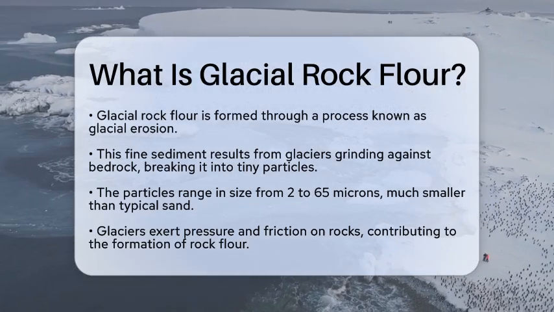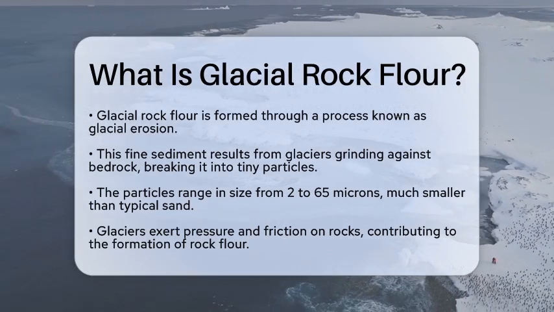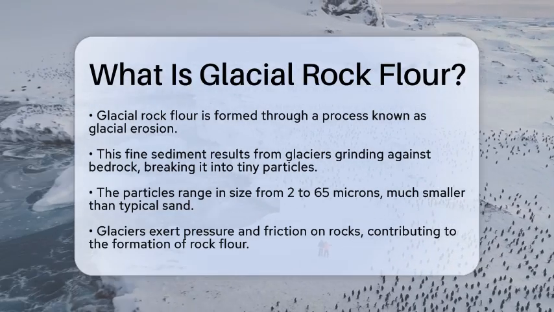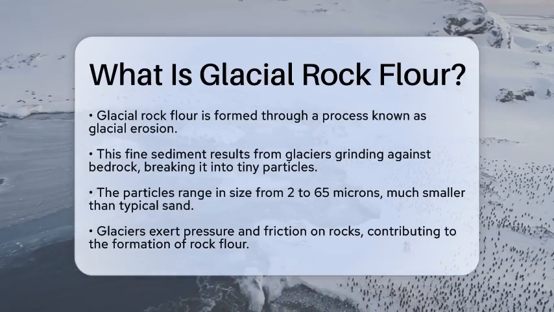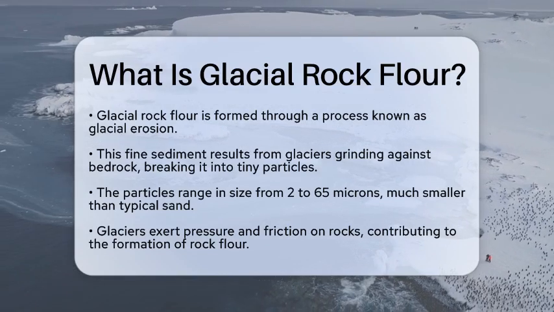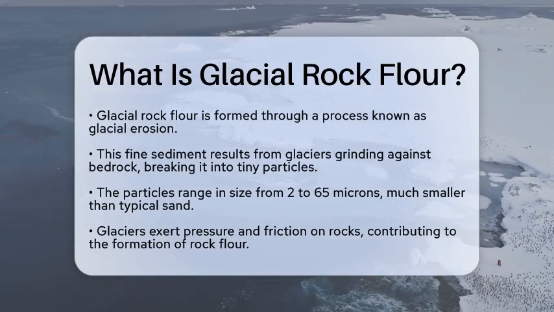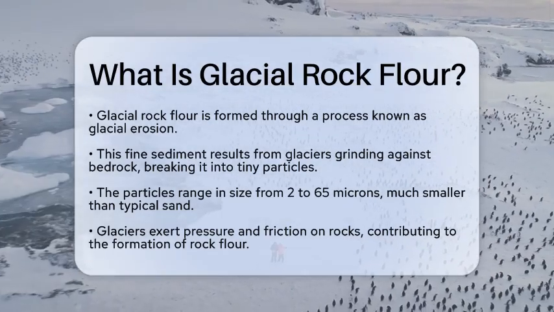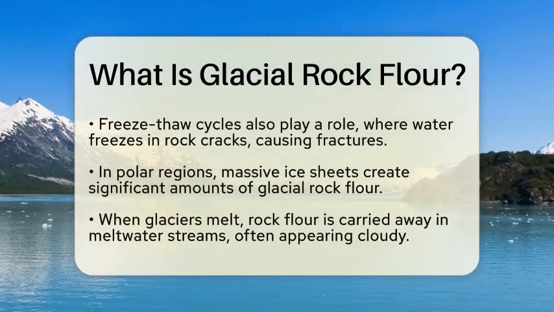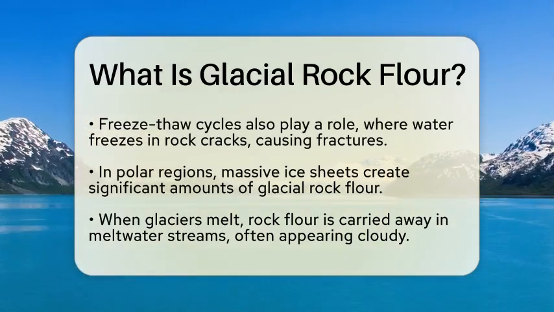These particles are so small that they range from about 2 to 65 microns in size, much finer than typical sand. As glaciers advance and retreat, they exert pressure and friction on the rocks below. This mechanical grinding is a key part of how glacial rock flour is formed. Additionally, freeze-thaw cycles play a role. Water seeps into cracks in the rock, freezes, expands, and eventually fractures the rock, contributing to the creation of this fine sediment.